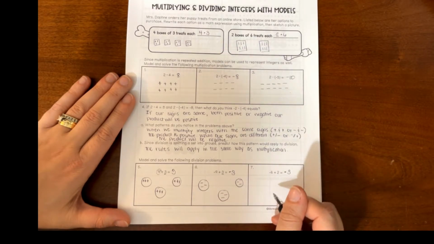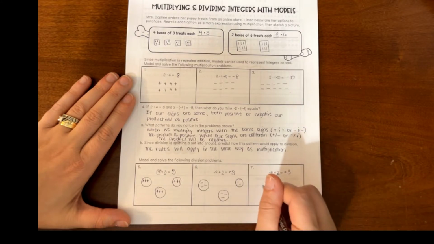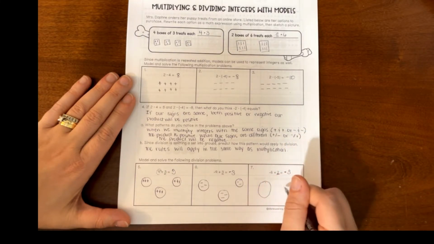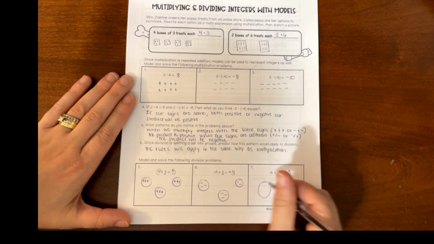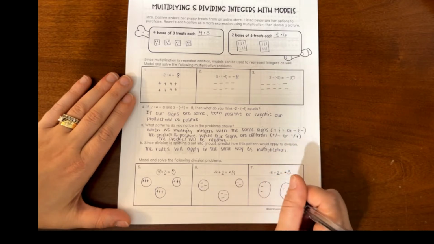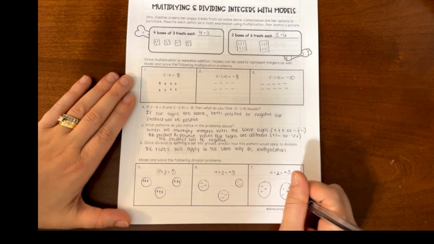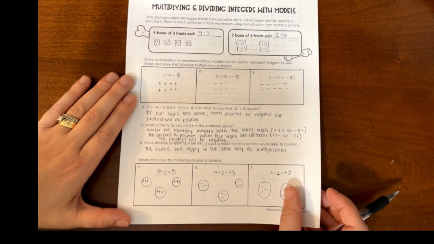I'm just going to confirm by showing a model. This again tells me how many groups I'm going to have. In this case, it'll be 2. And I'm going to evenly distribute negative 6 to both. So I have 1, 2, 3, 4, 5, and 6. I count how many I have in one group, and I can confirm that it is negative 3.